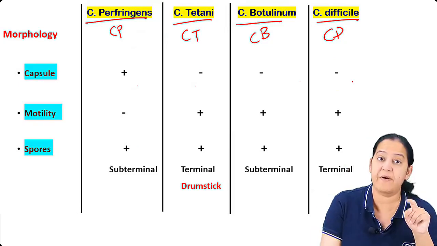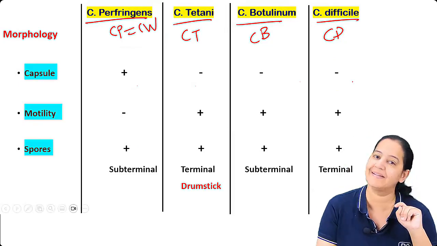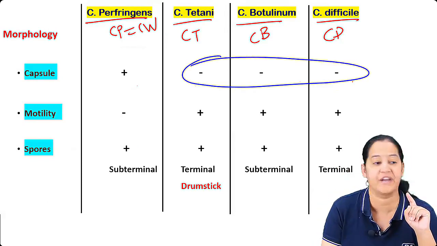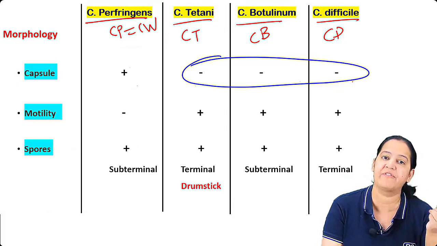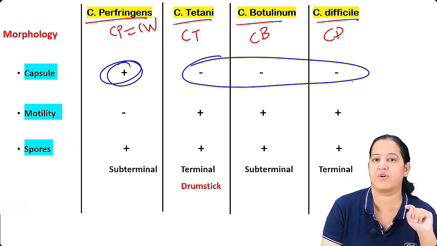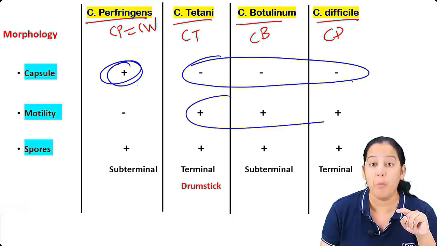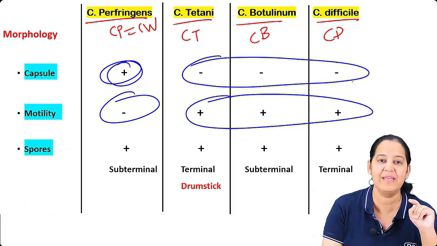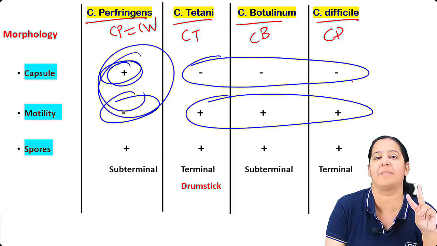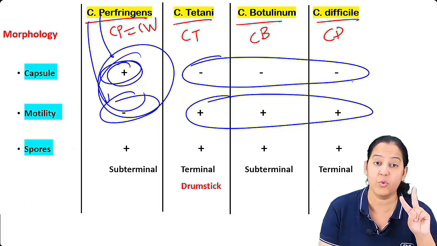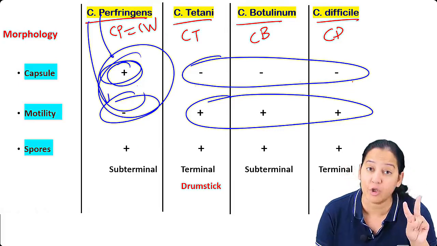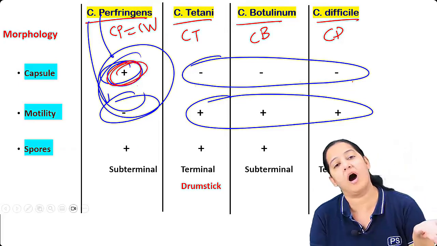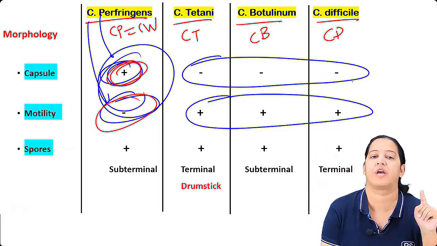The Clostridium perfringens is also known as Clostridium welchii. Please learn the other name. Now, I told you all the Clostridia are non-capsulated. They don't have the capsule except perfringens, which goes against its family. All the Clostridia are motile, but this one is non-motile, again going against the family. So it's a unique bacteria, going against its family in 2 ways. All are non-capsulated, but it is capsulated. All are motile, but it is non-motile. Please learn the 2 ways.